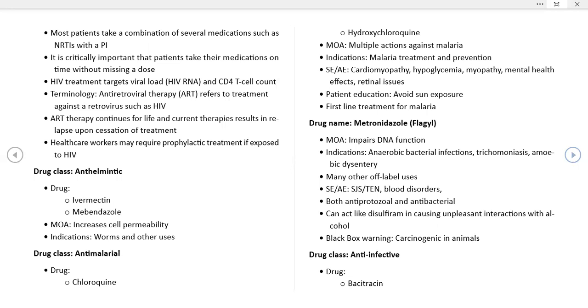Finally, healthcare workers may be required to take prophylactic treatment for HIV if they are exposed to it in the course of their work, which does happen. It's very uncommon. Even a needle stick from someone affected with HIV, I think, is still less than a 1 in 1,000 chance of contracting HIV, but just do keep in mind that that may happen in your career depending on what setting you're working in.